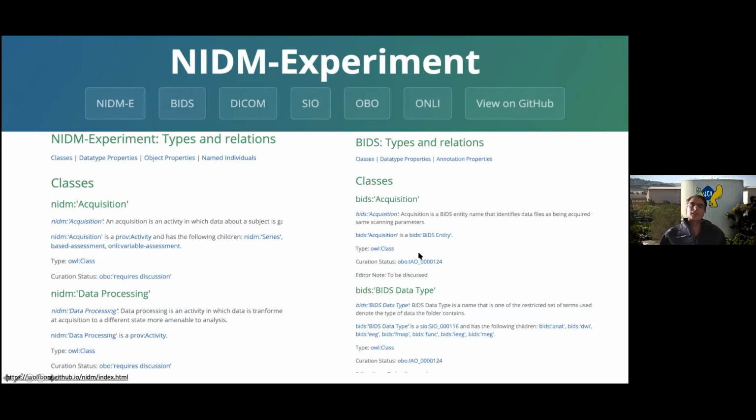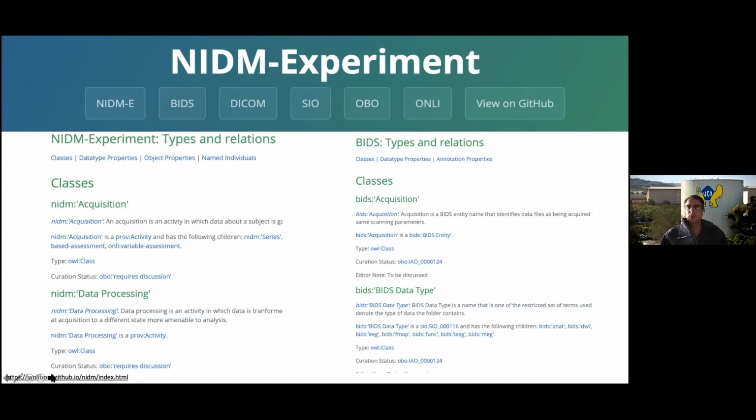So part of this work was to formalize the BIDS terminology along with our NIDM terminologies, and provide a nice web page where you can go and understand what each of the words are, what they mean, and see links, and this is the ontological aspect, links to other terms and other terminologies that we have reused.